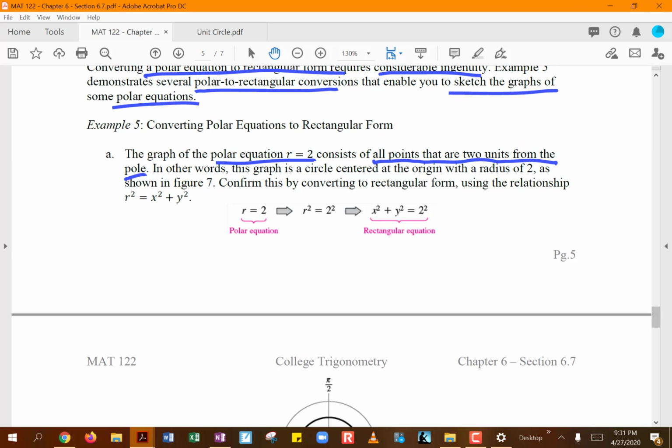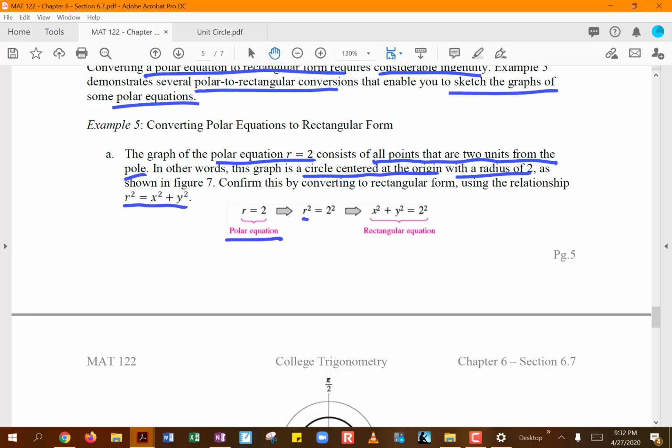Now, how do we convert this into a rectangular form? So they're basically saying this graph is a circle which is centered at the origin and that has a radius of 2. And if you remember your equations of circles from your college algebra course, then you can actually just use this equation right over here, r squared equals x squared plus y squared, where r represents the radius of your circle, right? So they're telling us r equals 2.